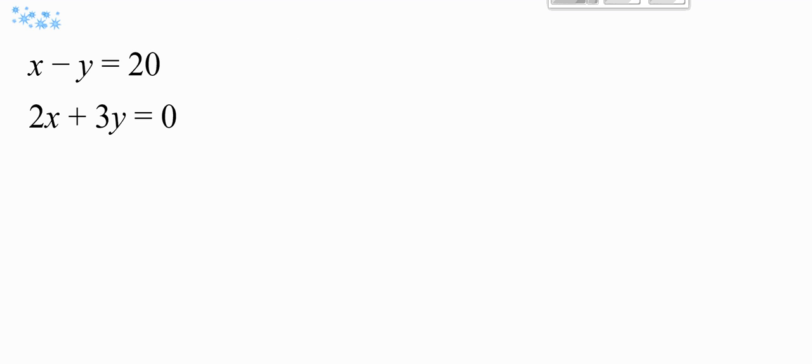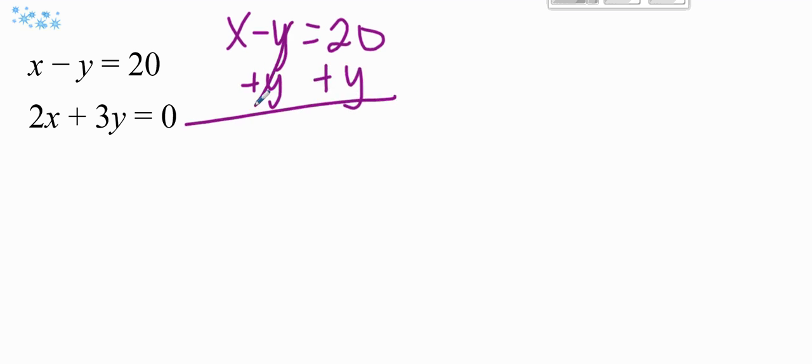So in this case, I have x minus y equals 20 and 2x plus 3y equals 0. So I'm going to solve for a variable to get one variable all by itself. So I have x minus y equals 20. I'm going to solve for x. I'm going to add y to both sides. You could solve for y. It's just going to be an extra step because you would have a negative variable. So I have x equals 20 plus y.